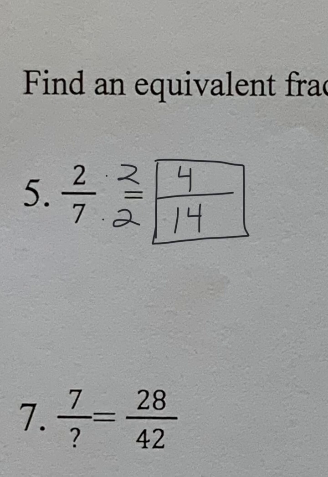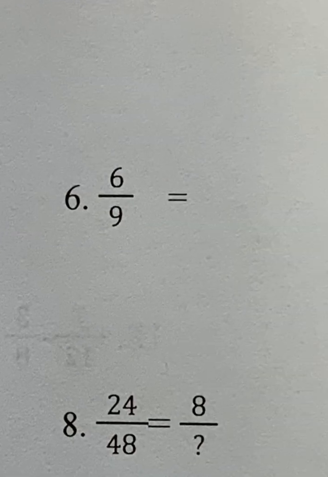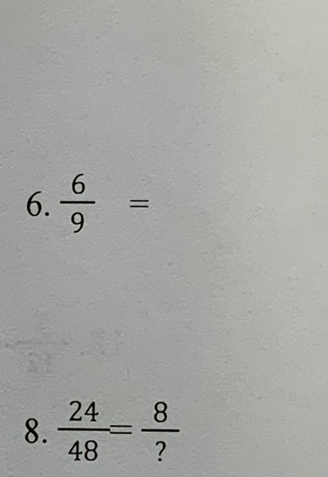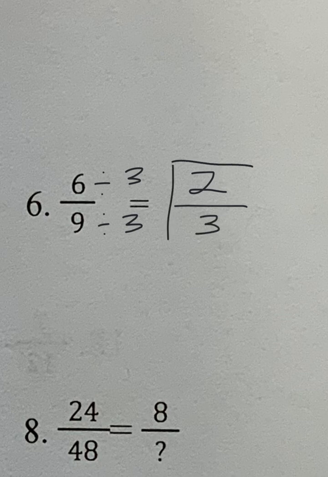Let's move to question 6. Question 6 is 6/9. Now this one I could multiply by, but I know that 6 and 9 share a common factor. That common factor is 3. So I'm going to divide 6 by 3 and divide 9 by 3. If I divide 6 by 3, I get 2, and 9 by 3, I get 3. So I know that 2/3 is equivalent to the fraction 6/9.